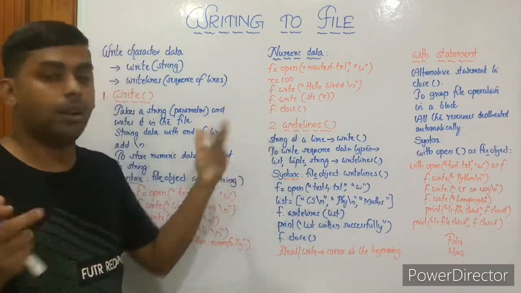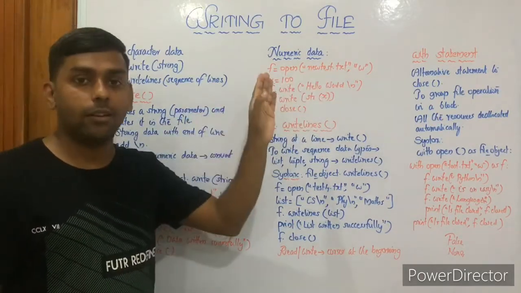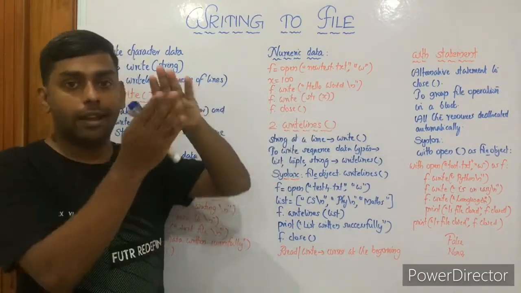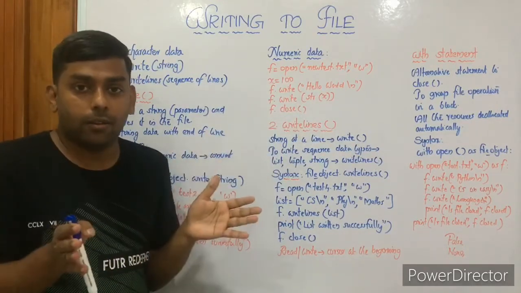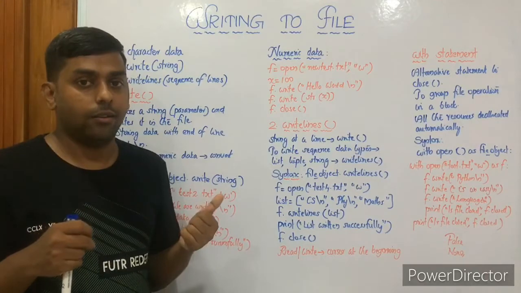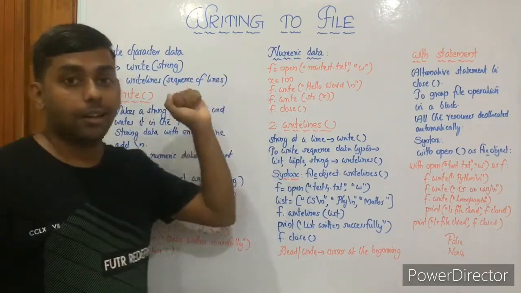Then we are closing it. So what happens is when you open the file new test.txt, you can see hello world in the first line and 100 in the second line, but 100 is string data. Hope you understood, right? Yes. So this way we can work with the write function.